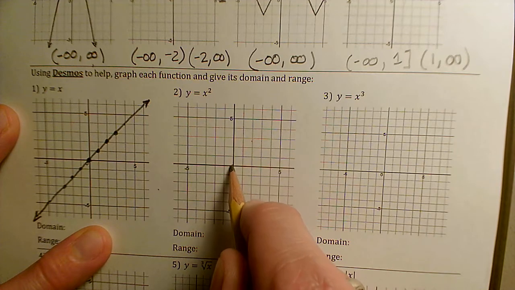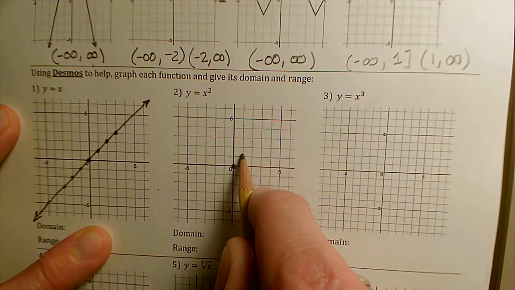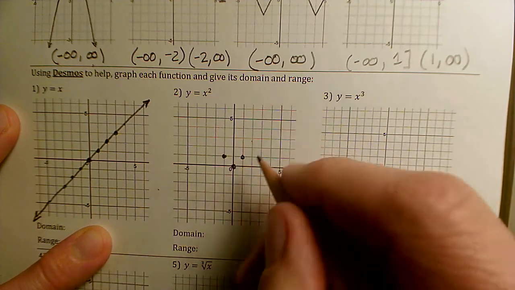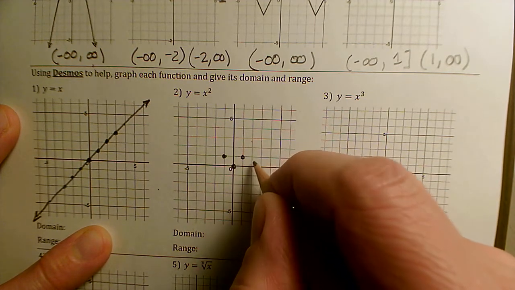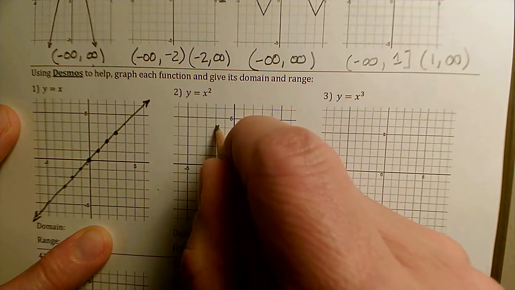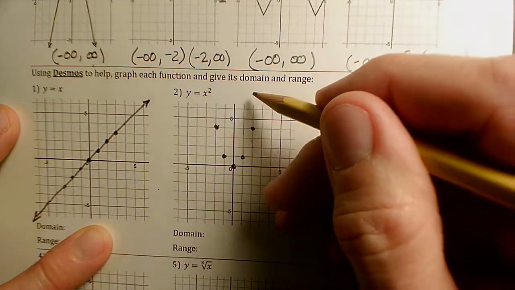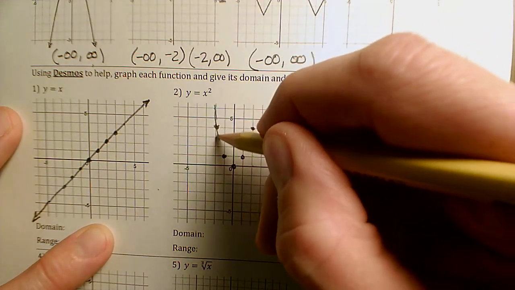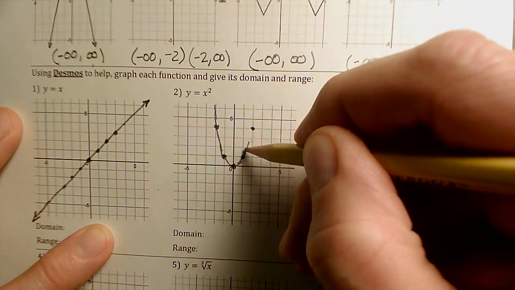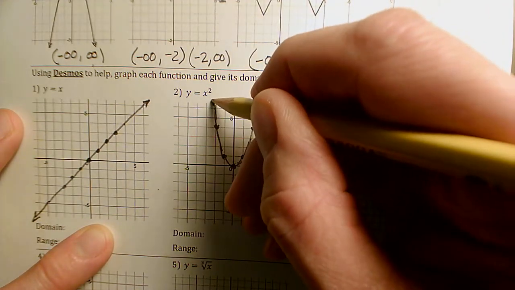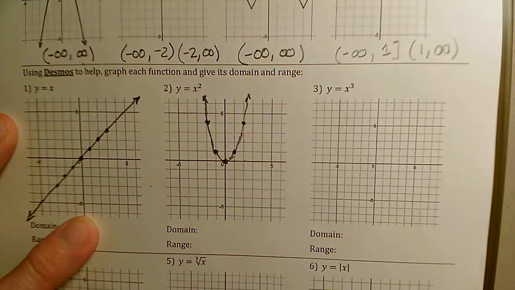So if x is 0, y is 0. If x is 1, y is 1. And if it's -1, it's also 1. If x is 2, then y is 4. 1, 2, 3, 4. And we'll stop there because if I go to x is 3, it would be 9, so it would be off our graph. So let's sketch that one in. So that is one of our quadratics. The graph is the shape of a parabola.